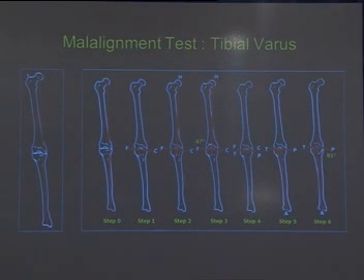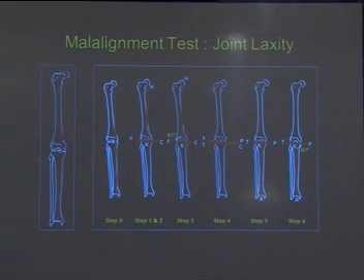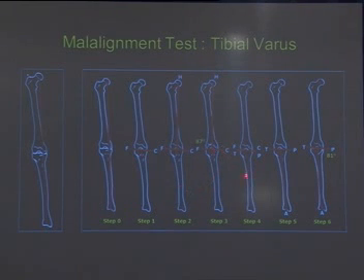Another case, here the malalignment test again falls medial to the joint line. So you measure the femoral condyle line. Third is the mechanical axis. You bring the mechanical axis, measure this angle, which is 87. Then you measure the tibial angle, which is 81 degrees. That means there is a deformity in the tibia.